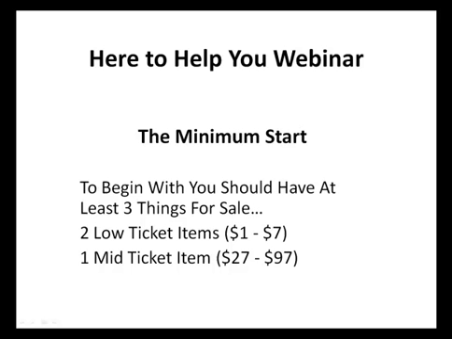So to start out, and this is what I told everybody when I was answering those emails, the very absolute minimum that you should have when you're starting out online is at least three things for sale. You need two low ticket items, priced from $1 to $7 on average. It can go up a little from that depending on what you're selling. If you're selling a piece of software, certainly you can get a little more for that. If it's a training combined with software or a plug-in, obviously you can get a little more for that. Then you need just one mid-ticket item.